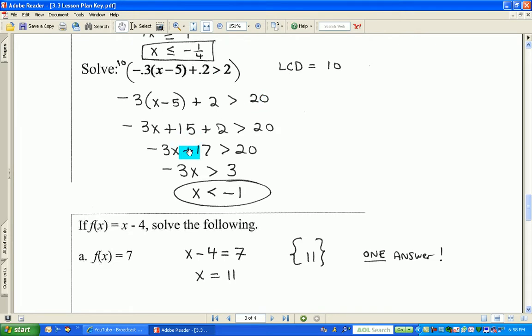When I now collect like terms on the left-hand side of the inequality, I have the opposite of 3x plus 17 is greater than 20. I subtract 17 from both sides of the inequality, which results in the opposite of 3x is greater than 3. And my final step involves division by a negative, which causes the inequality sign to flip or reverse. x is less than. 3 divided by -3 is -1. So the solution set is the set of all real numbers such that x is smaller than -1.